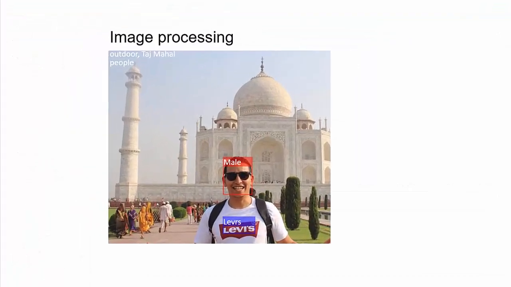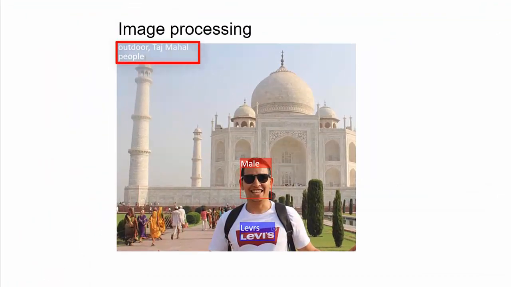Here's an example of image processing. It's detected that this is a photo in an open place. The building is recognized as the Taj Mahal, and there are also people. A man's face has also been detected.